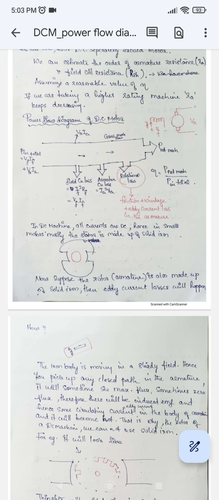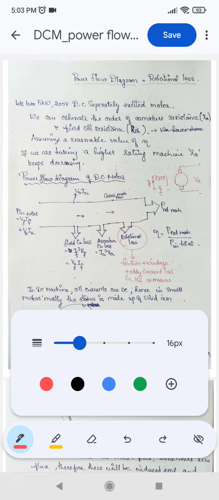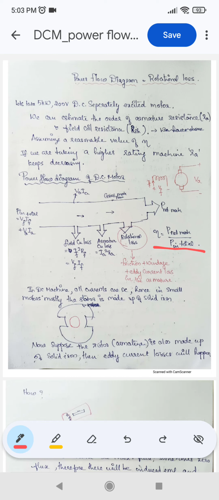Now how can we calculate the efficiency of the machine? Efficiency is output divided by input. Here output is the net mechanical power divided by the net input power, P in total. Correct? Which is written here, you can see that.